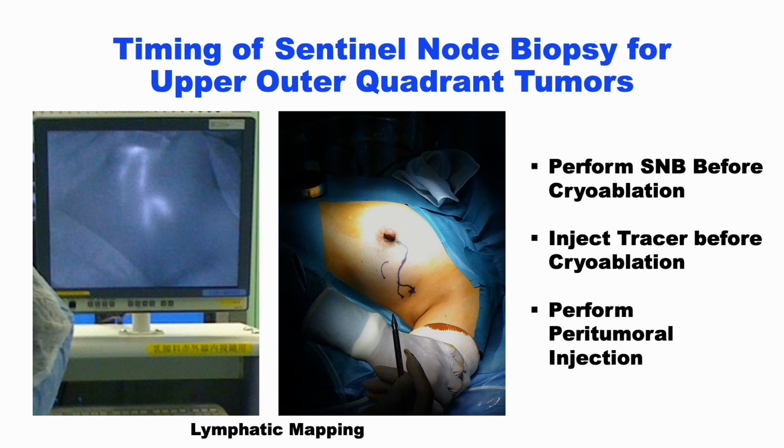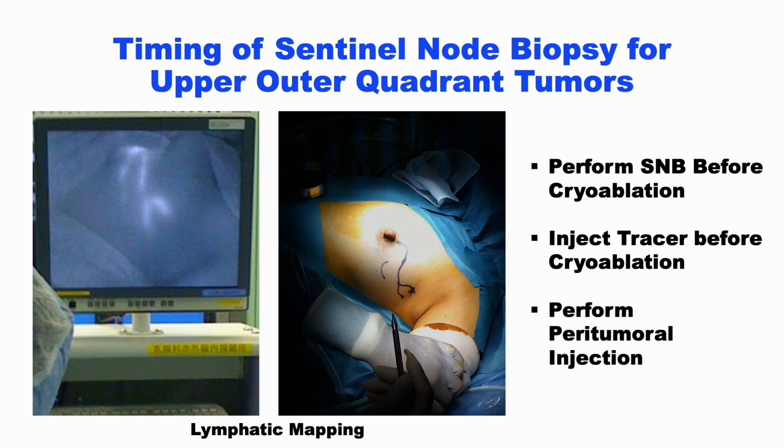The typical example that we see is cryoablation of a superficial tumor along the 10 o'clock axis of the right breast or the 2 o'clock axis of the left breast, which can block drainage of the radioactive or blue dye tracer that's injected into the breast for lymph node mapping.